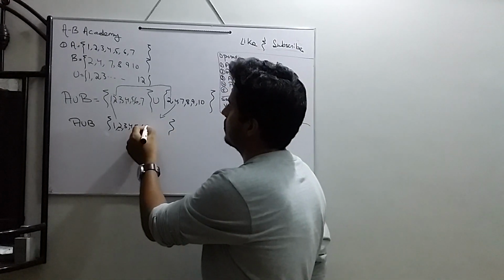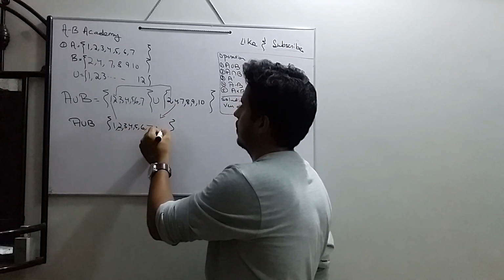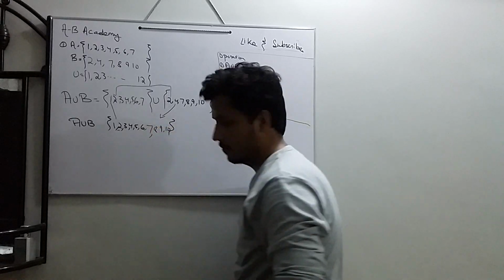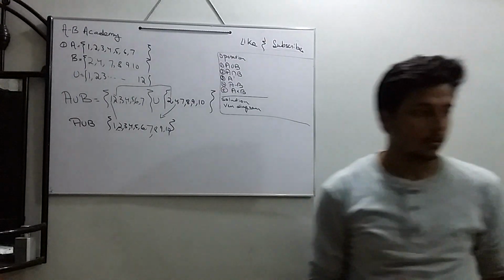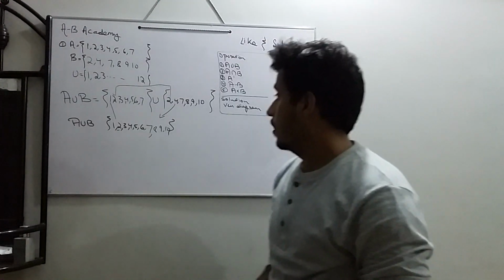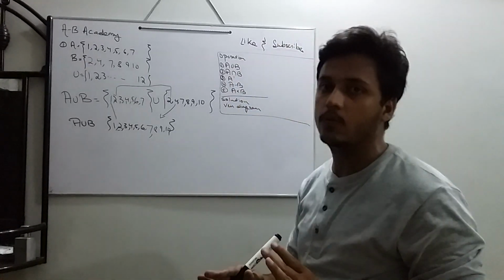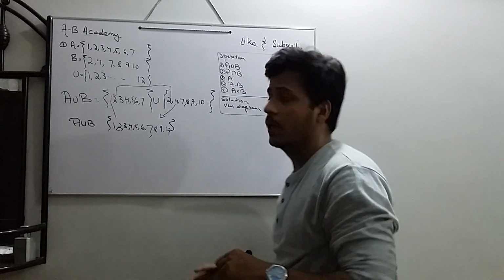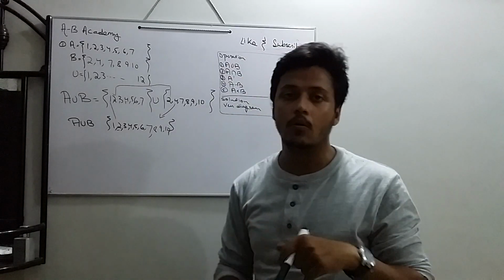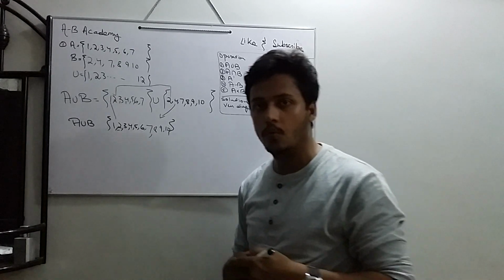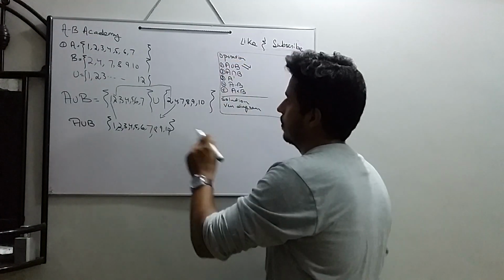Okay, now we have 7, 8, 9, 10. Okay, this is the function of union. I hope you guys have understood what is union. If you have any problem regarding anything, let me know in the comments down below. Okay, thank you. Now we have completed union.